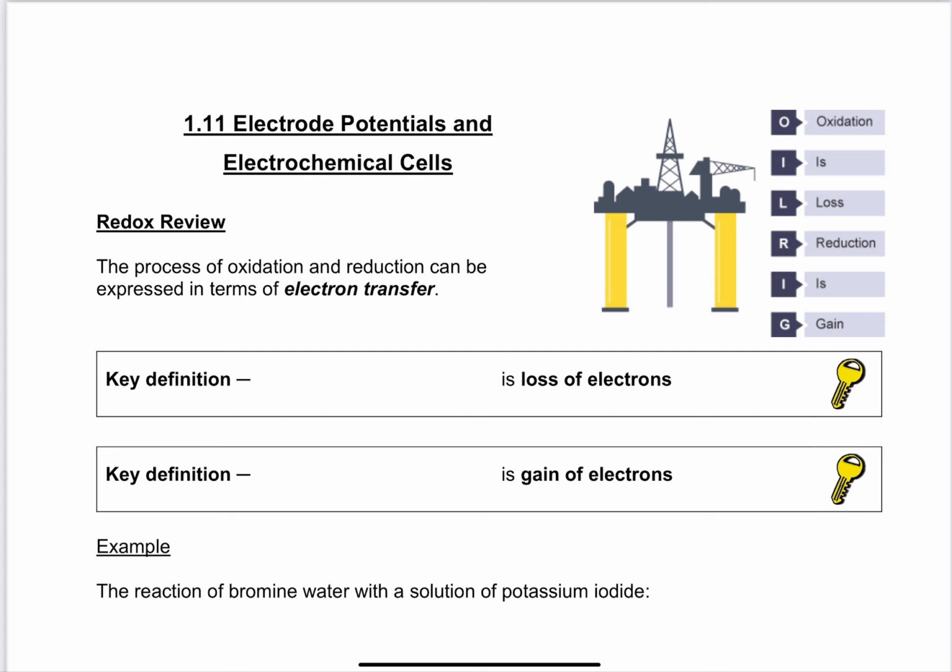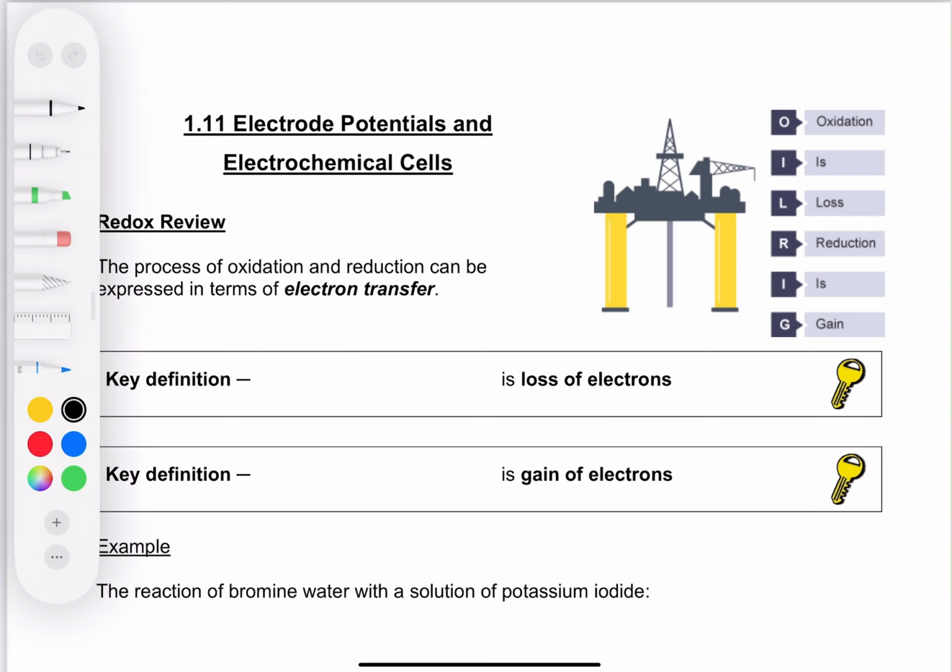Before we look at electrode potentials and electrochemical cells, it's important to review what we already know about redox. So we know that redox is the process of electron transfer. Redox is a shortening of reduction and oxidation. Using the mnemonic OIL RIG, we can remember that oxidation is loss, reduction is gain, but we must be very precise at A level and say that oxidation is loss of electrons, not just loss, and that reduction is gain of electrons.